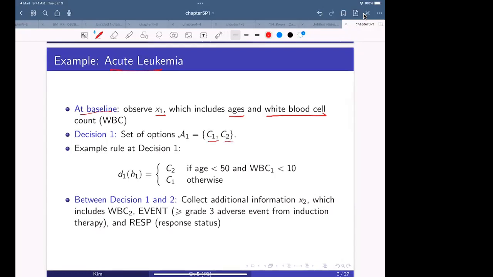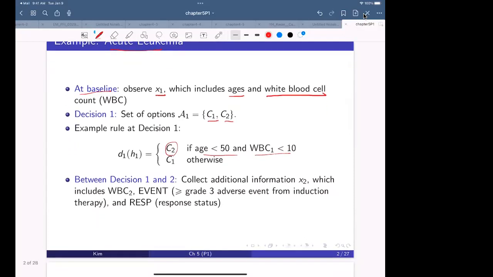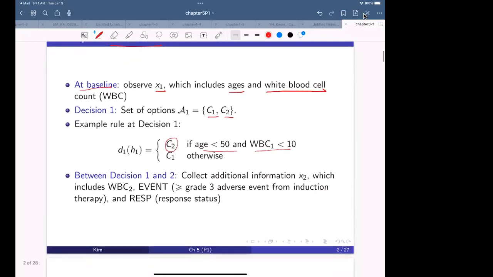So this is maybe a doctor, right? A medical doctor gives you some prescription. Under that situation, he or she gives C2, or otherwise gives C1, something like that. And that is the decision 1. Decision 1 means at the first visit, right? Doctor's visit. And then the next visit is decision 2. During that time, there's something going on, right?